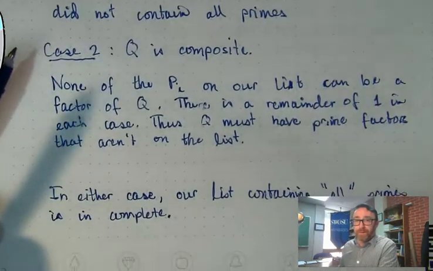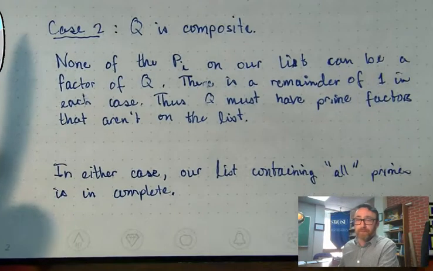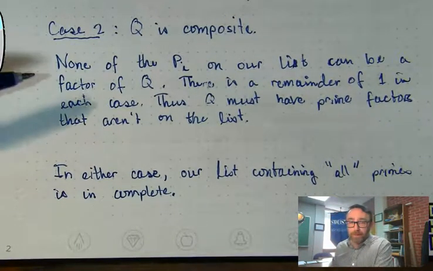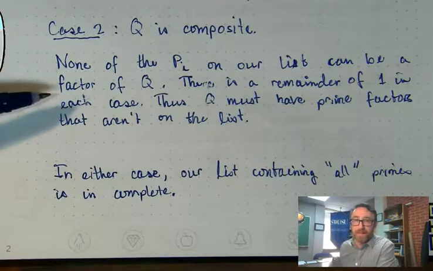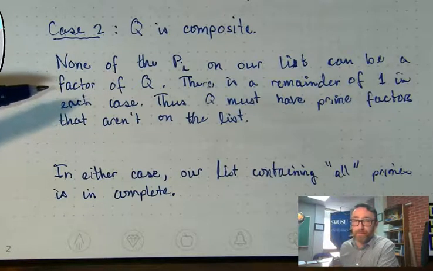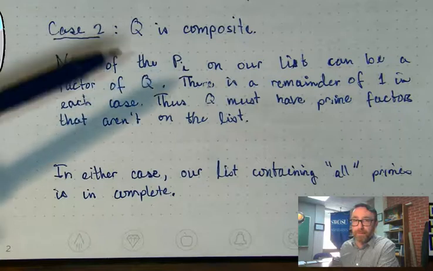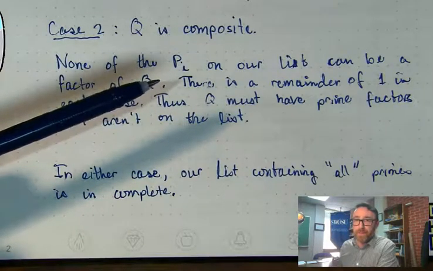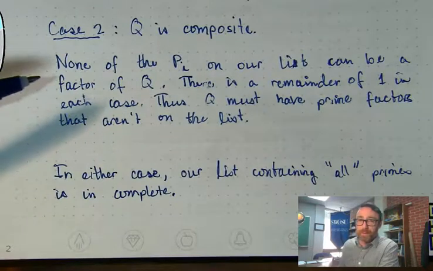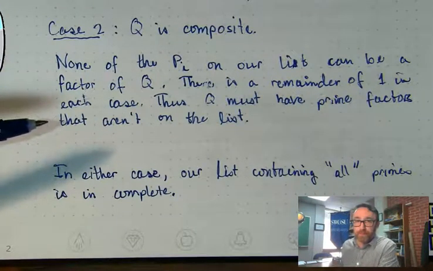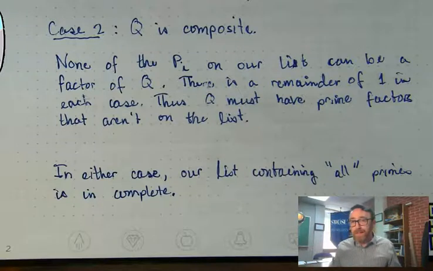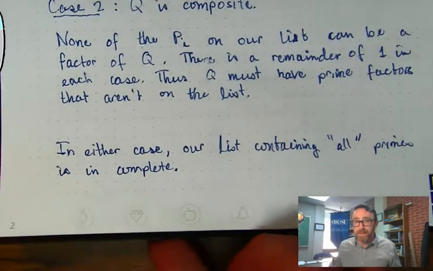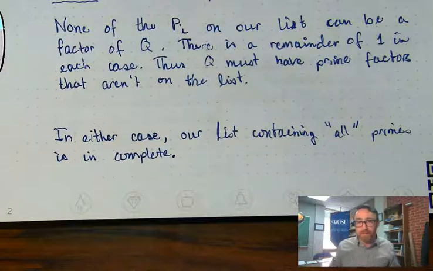Okay, let's go on and look at case 2 here. This is a little subtle here. If Q isn't a prime, well, we do know that none of the primes on our list can be a factor of Q, because if we take Q and we divide it by one of the P's on the list, we will get a remainder of 1. That plus 1 at the end will be what's left over. So the prime factors of Q cannot be on that list. And in either case, that list that supposedly contained all the primes was incomplete.